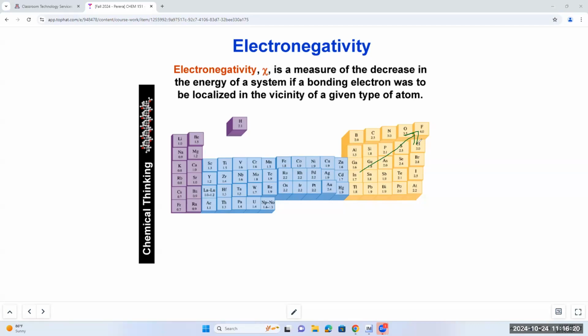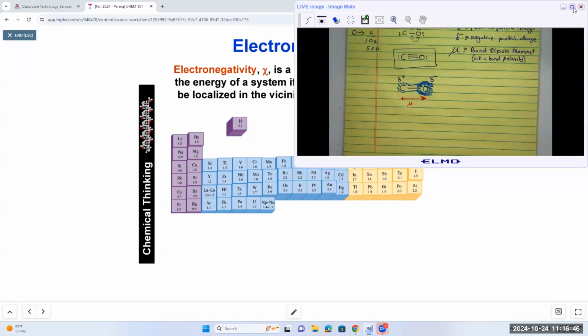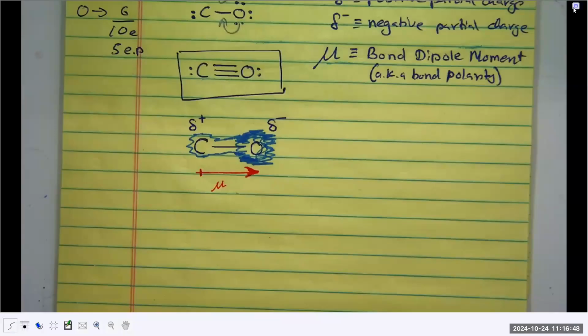I'm going to write one last thing and then we're done. Then I'm done talking. You'll be doing almost all the talking after that. And that last thing is the magnitude of the bond dipole moment, or bond polarity. The magnitude of the bond polarity depends on mainly one thing, and that thing is, I'm going to write this down.